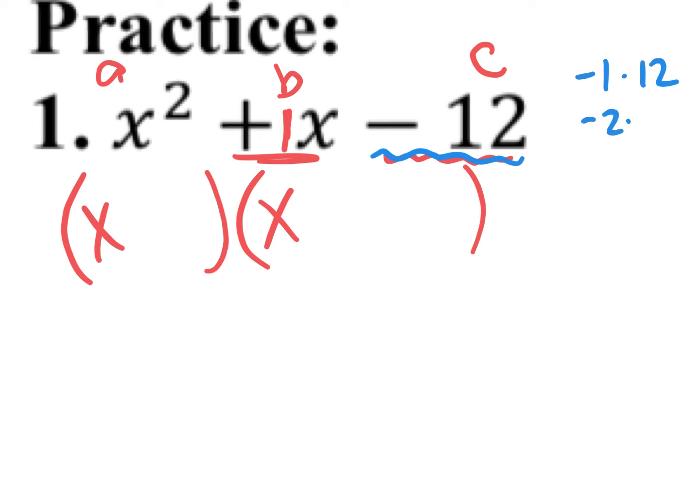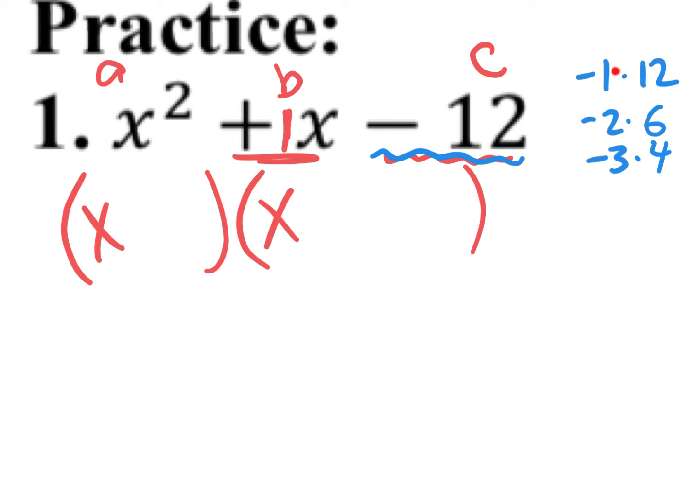How about negative 2? Times 6. Okay. How about negative 3? 4. How about, that's it, right? Those are the only 3 possible combos besides changing signs. Now, what do I mean by that? Like maybe instead of negative 1 times 12, it's a positive 1 times negative 12. Anyway, we have our list.